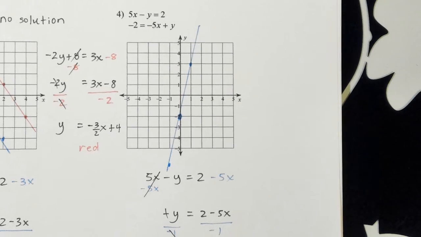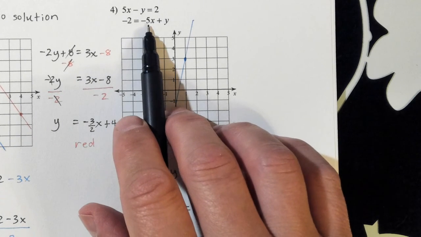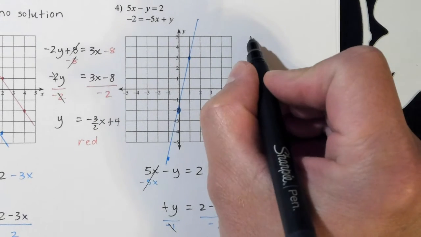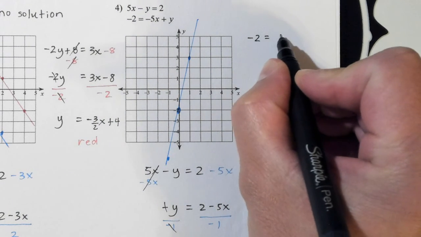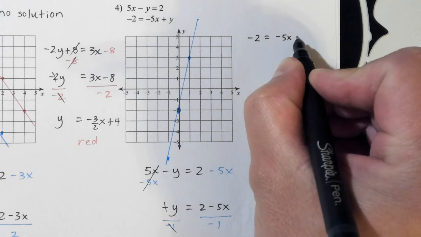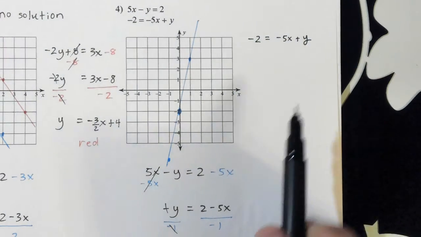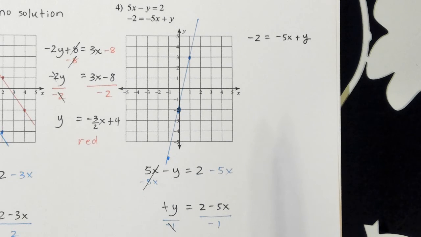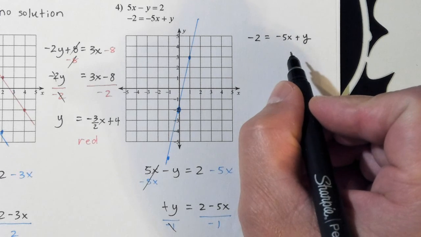Second equation. Negative 2 equals negative 5x plus y. I'm going to do the work over here because there's a little bit of space. Remember, the goal is to get the y by itself. It doesn't matter if it's on the left side of the equation or the right side, as long as you get it by itself.